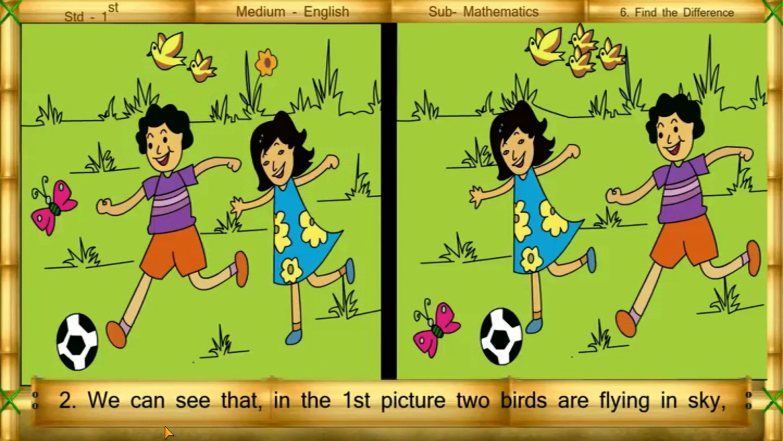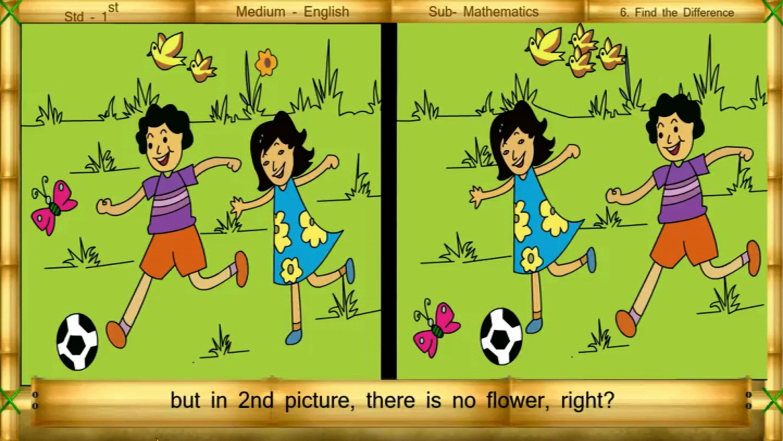3. In the first picture, the butterfly is flying above the ball. In the second picture, the butterfly is flying near the ball. 4. In the first picture, there is a flower in the bushes. But in the second picture, there is no flower, right?